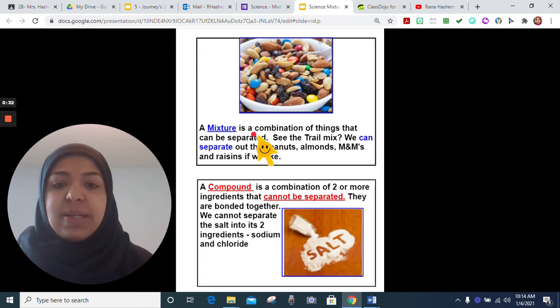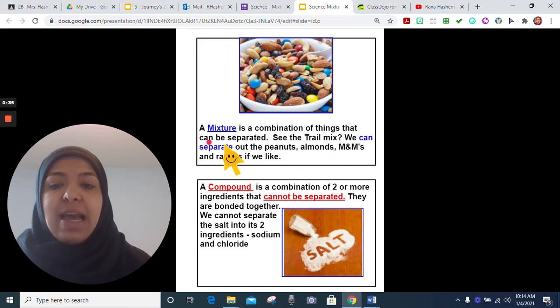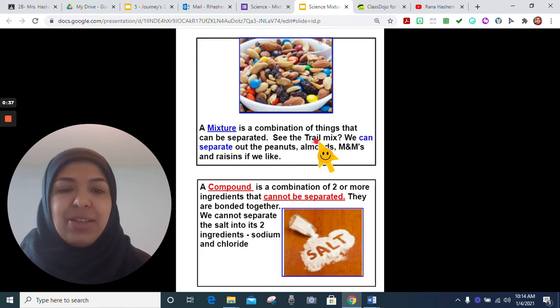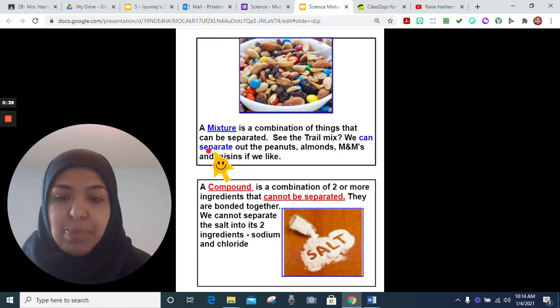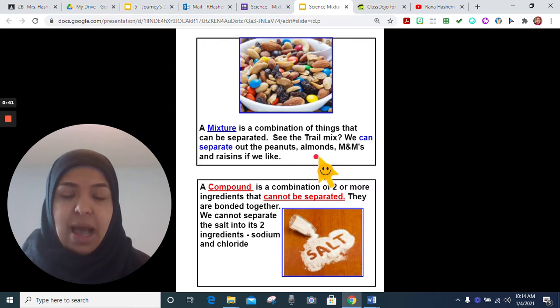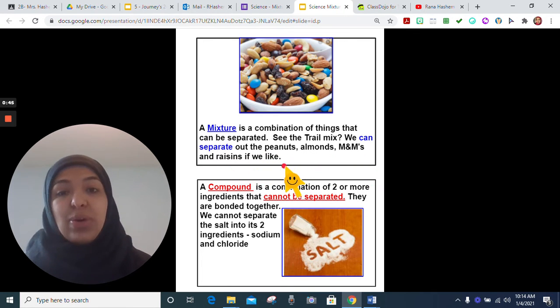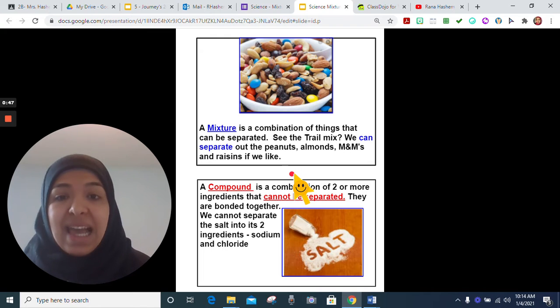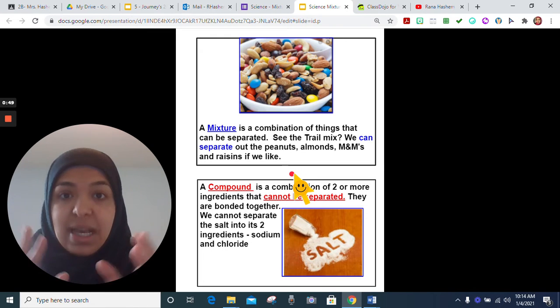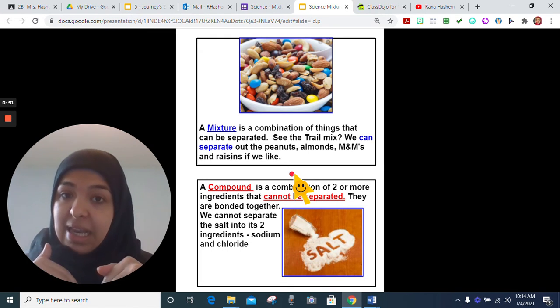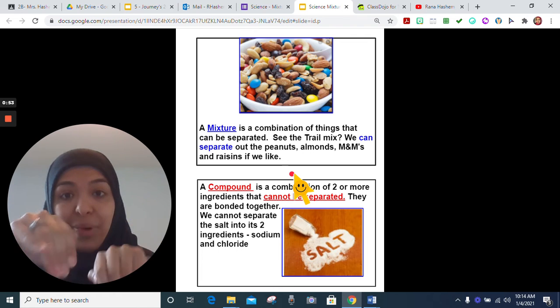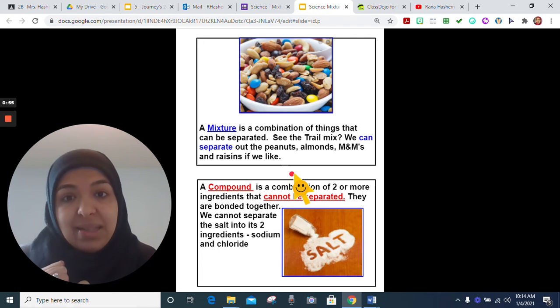a mixture is a combination of things that can be separated. See the trail mix? We can separate out the peanuts, almonds, M&Ms, and raisins if we like. So in other words, a mixture is any substance that has more than one thing in it, and you can actually separate them into different things.